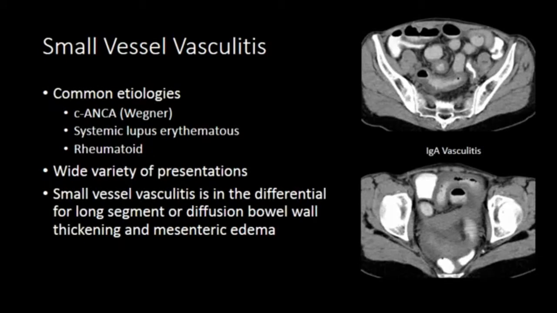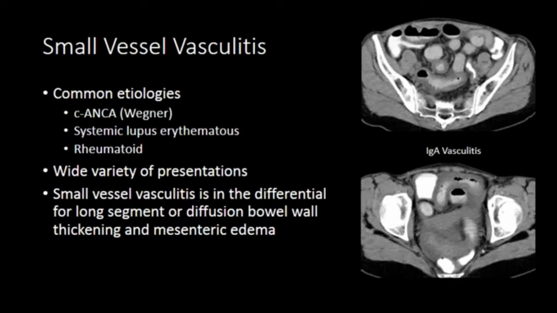Small vessel vasculitis is sort of a wastebasket term for a large number of different autoimmune conditions. The most common ones are going to be c-ANCA, or previously known as Wegener's granulomatosis, lupus, and rheumatoid arthritis. There is a wide variety of presentations of vasculitis, but whenever you do see long segment wall thickening and you don't have some other etiology to explain the small bowel wall thickening, vasculitis is going to be within your differential.